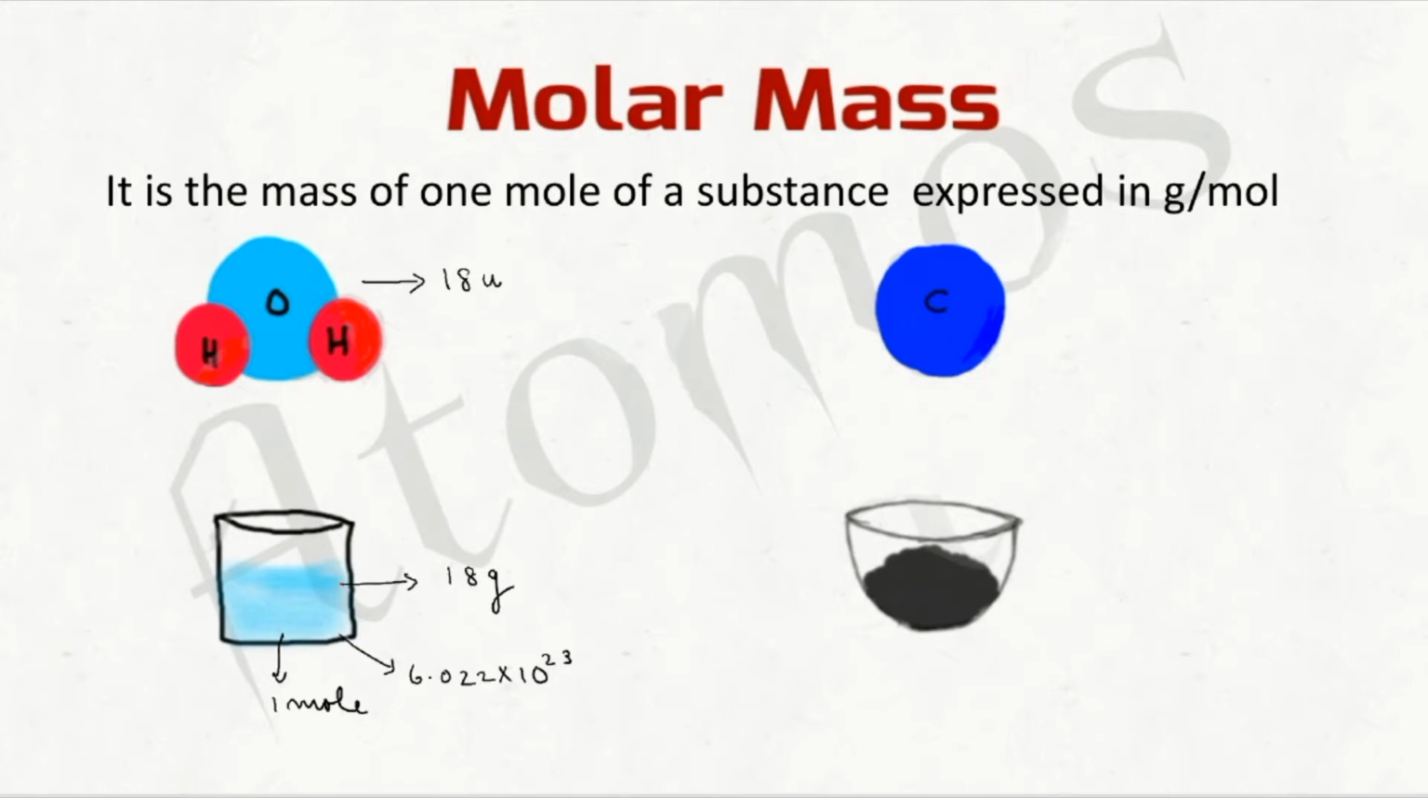Correct? Yeah. Sometimes we will be dealing with atoms. In that case, we will be expressing the atomic mass. What's the atomic mass of carbon? That will be equal to 12 units. Or if you are taking 1 mole of carbon, that will be containing 6.022 into 10 raised to 23 atoms of carbon. And what will be the mass of that? How much it will be weighing? It will be equal to 12 gram.